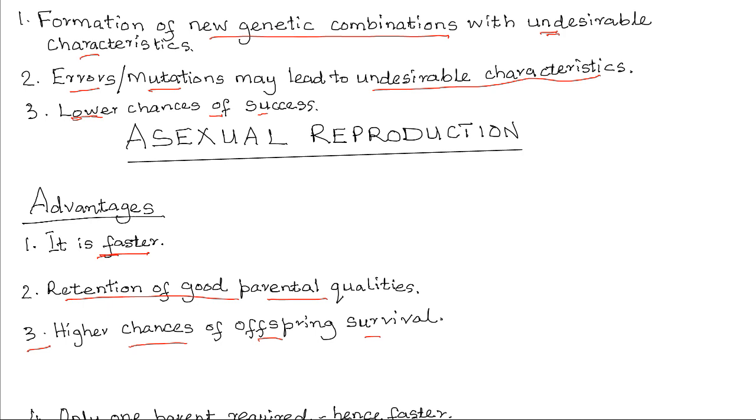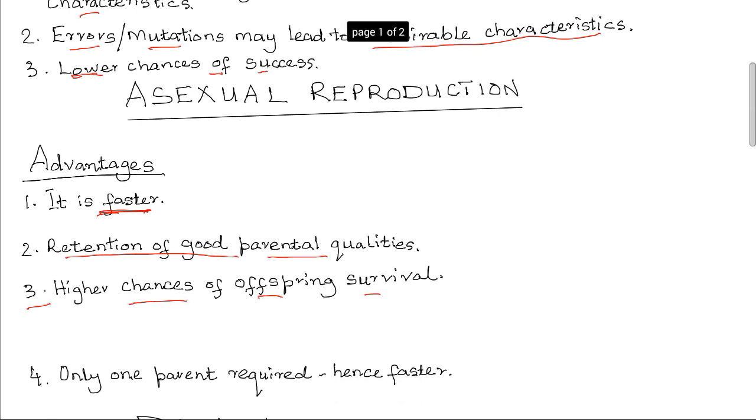So where only one parent is required, like in asexual reproduction, then there are also higher chances of success. Since we don't need two parents for asexual reproduction to take place, that makes it not only faster, but increases the chances of successful reproduction. However, there are disadvantages.